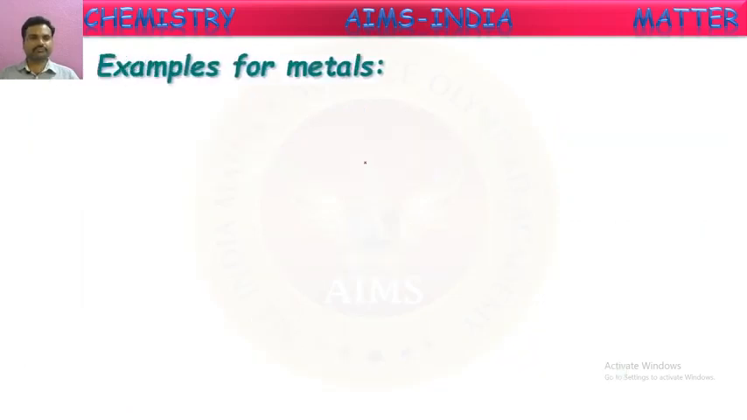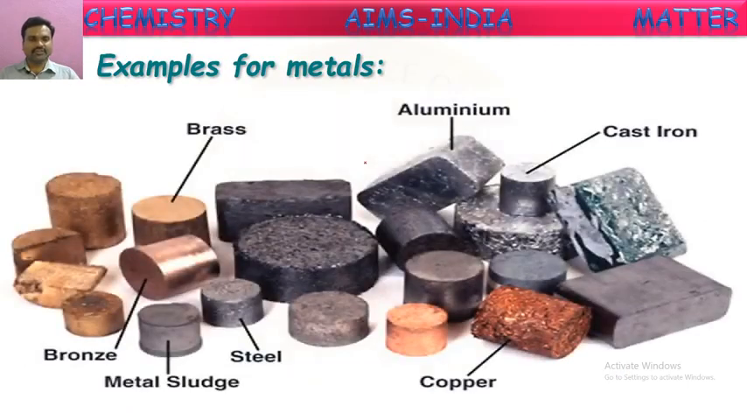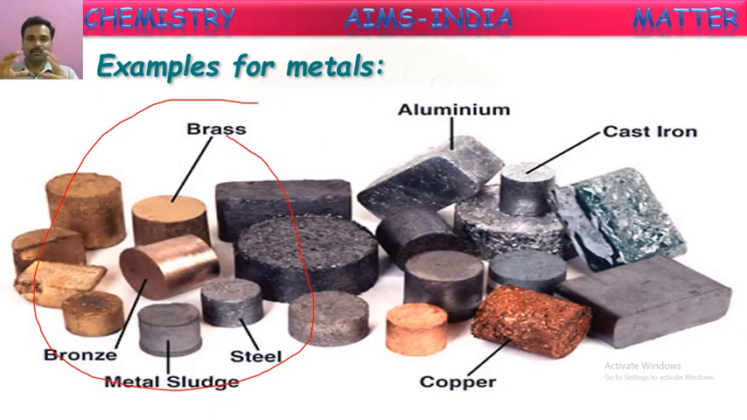Next, here we see different examples of metals they have shown: copper, iron, aluminium, and some alloys made up of metals. Alloys means we know they are made from a mixture of two or more metals. The substances made from two or more metals by mixing in the liquid form are called alloys. So these come under alloys here. Okay, so these are different examples of metals.